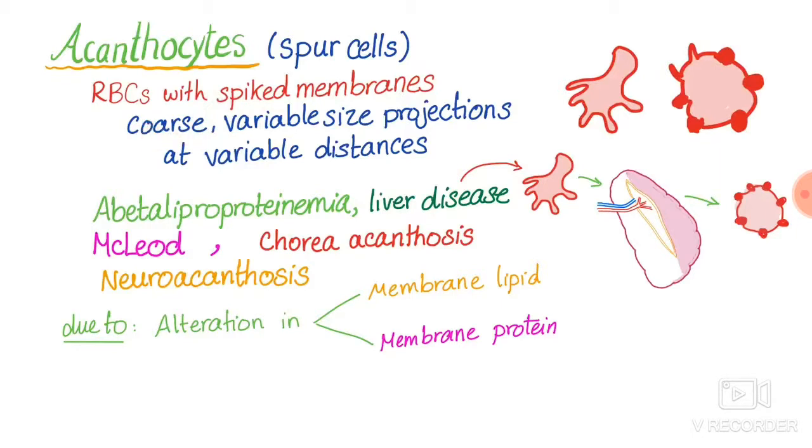They have coarse, variable-sized projections at variable distances from each other. If you remember the previous video, echinocytes had projections that were smaller, more numerous, and at equal distance. But here, acanthocytes have variable distance, coarse, and variable-sized projections.